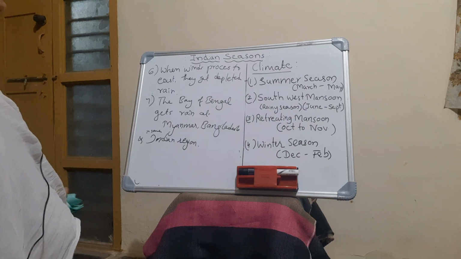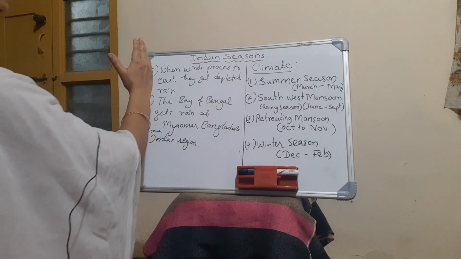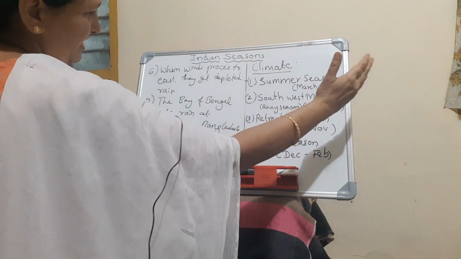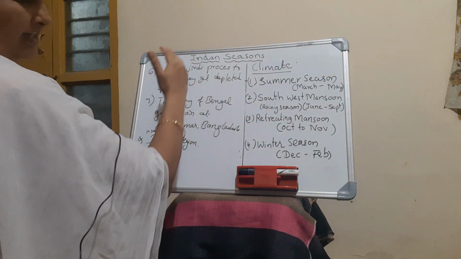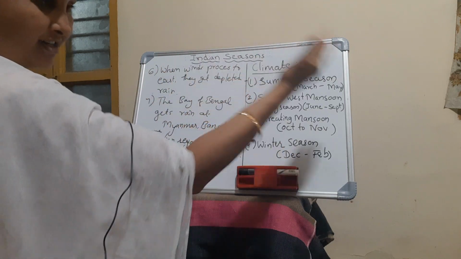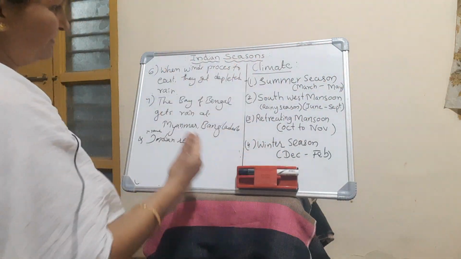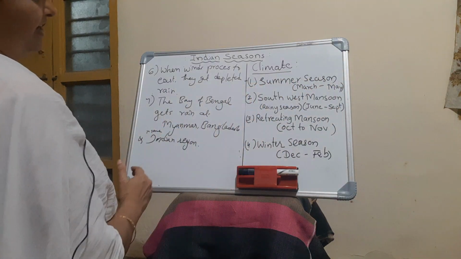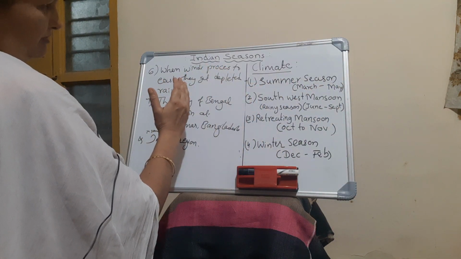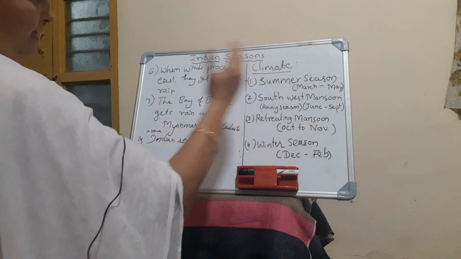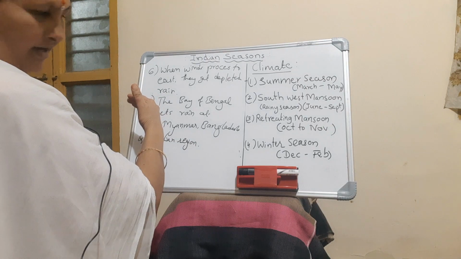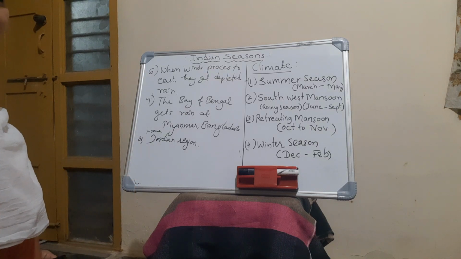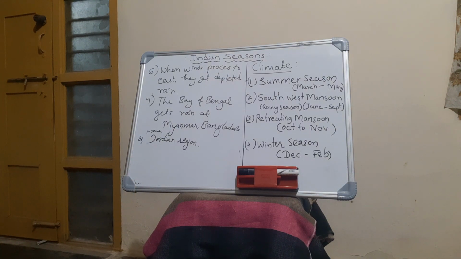So we find when winds process to east, east means this place. When winds process to this place, at that time the rain is emptied here. The rain starts where the winds go. Then the Bay of Bengal gets rain at Myanmar, Bangladesh, and Indian region. When the winds are processed to east, the rain starts in the eastern part, and Myanmar, Bangladesh, and Indian regions have some of the rain we find.